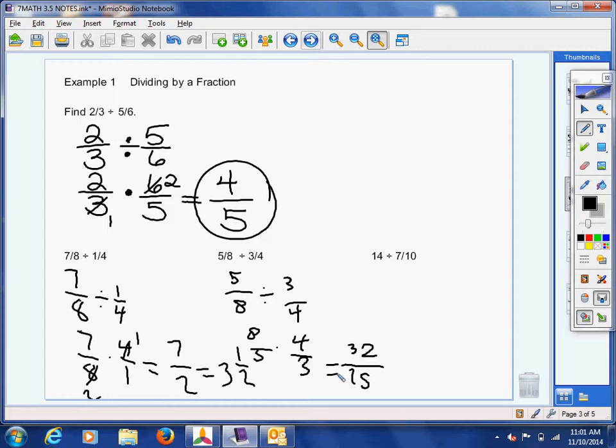The last one's a little bit tricky because the first number is not a fraction, but can you make it a fraction? Can you make the number 14 an actual fraction? If so, what would you put it over? 1. Exactly. You got it. Good. Wait, I have a question. Yeah.